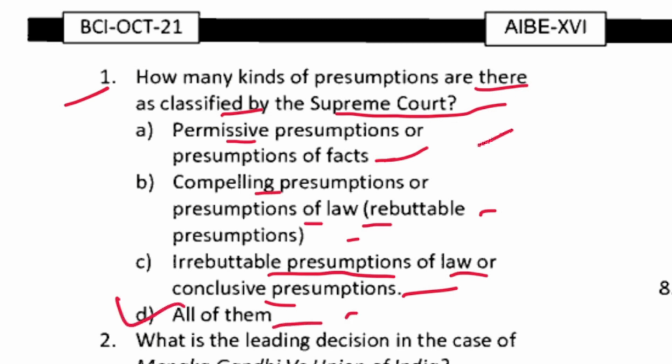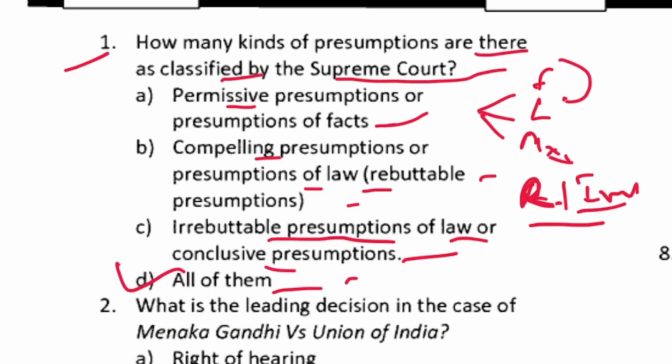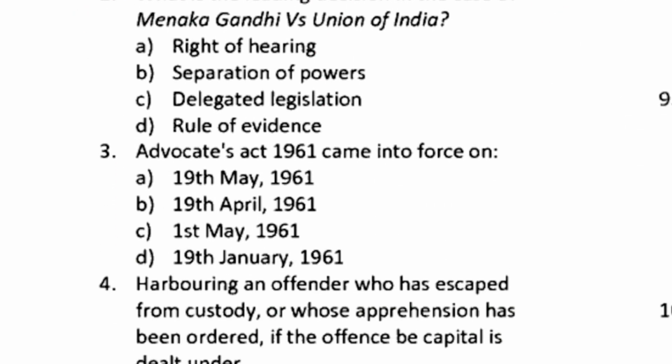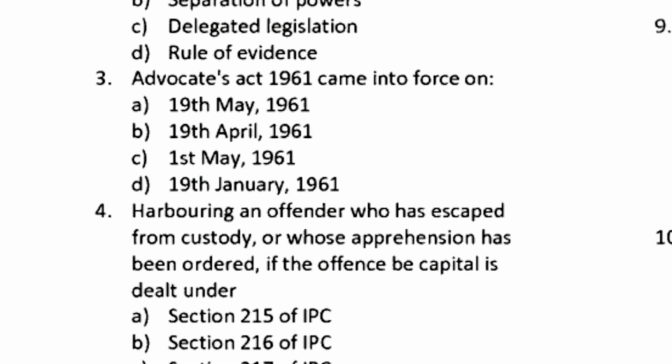There are three types of presumptions. First is fact, law or mixed presumption. But in terms of rebuttable and irrebuttable presumption, there is further differentiation in that. So D is the answer. Next is 2. What is the leading question in the case of Maneka Gandhi versus Union of India? Right of hearing or separation of power? Right of hearing. A is the answer.